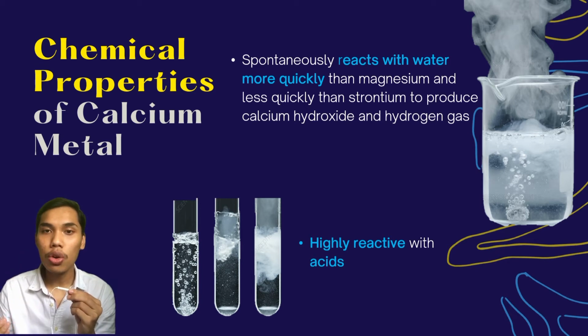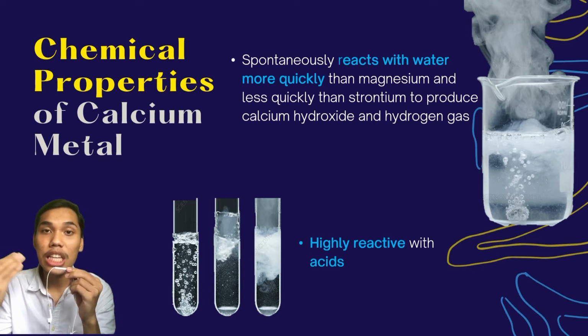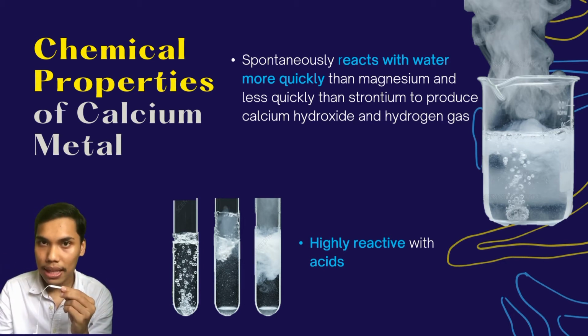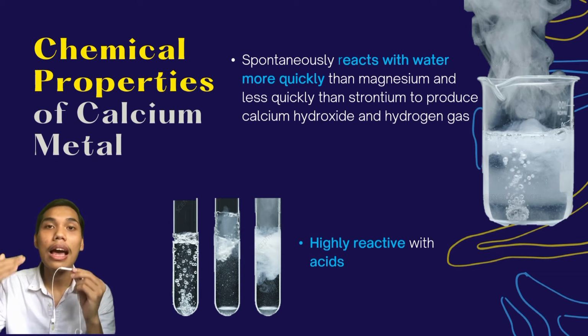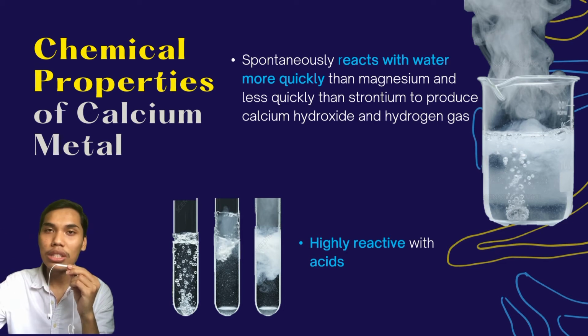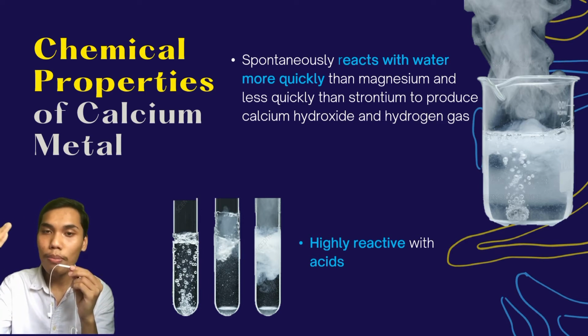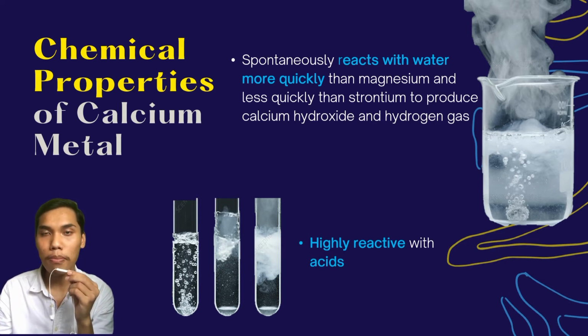As we know, calcium metal is really reactive. When we compare calcium and magnesium, when both metals are put in water, calcium reacts much more quickly than magnesium. This is because, as you learned in secondary school, metals located in a higher position of the electrochemical series are more reactive. Calcium is located higher than magnesium, so we can conclude that calcium is really reactive compared to magnesium.